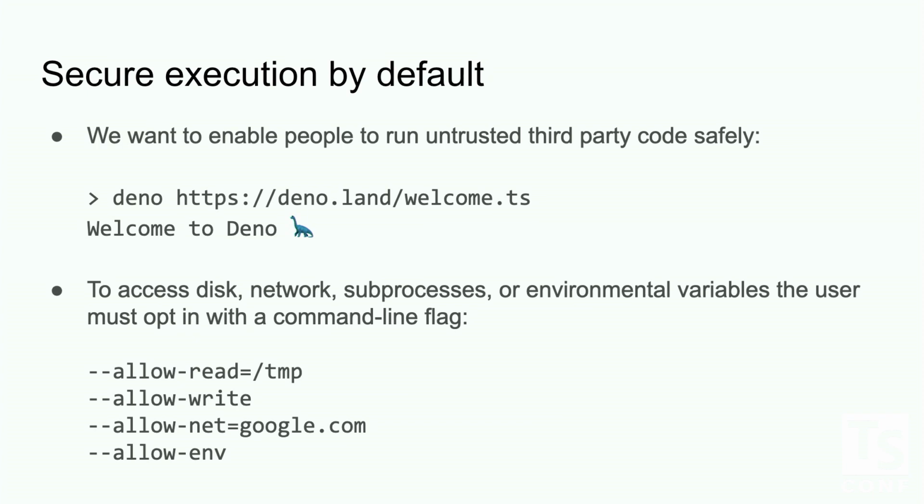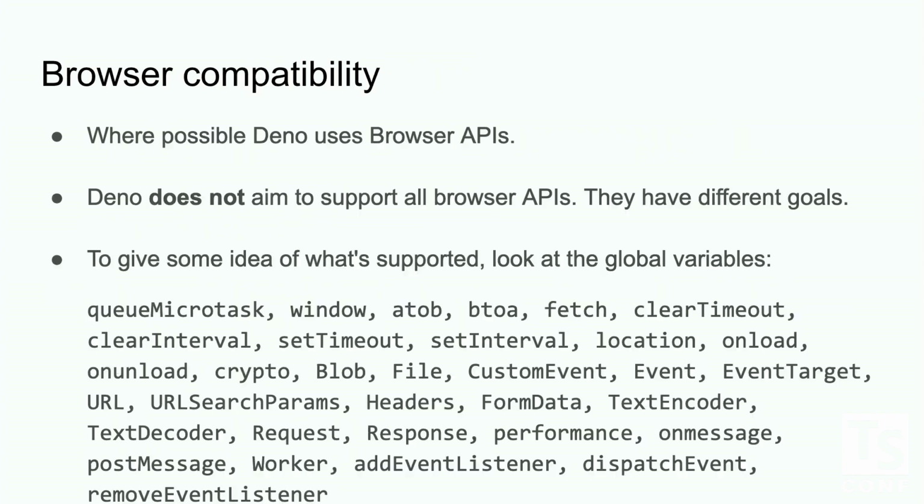Or --allow-write would allow you to write to the entire file system. Or you could do --allow-net=google.com. That allows you only to open connections to google.com. Or environment variables often contain some secret information, so we don't allow you to access environment variables by default.